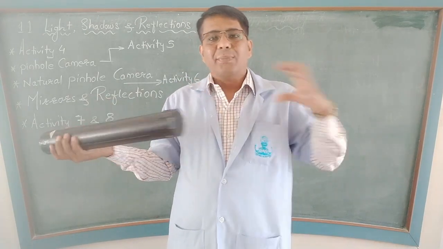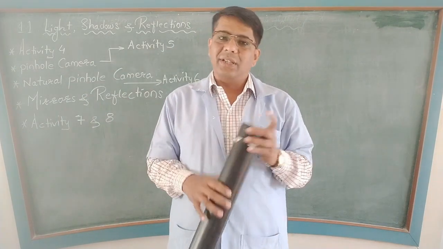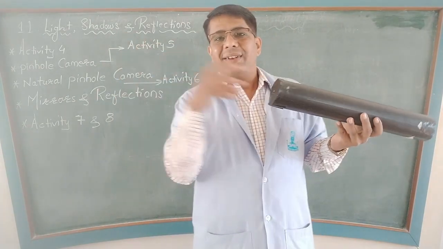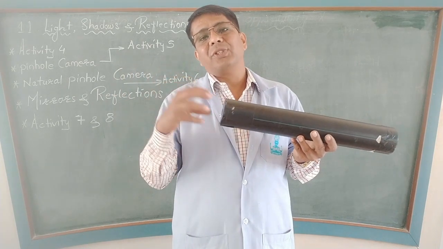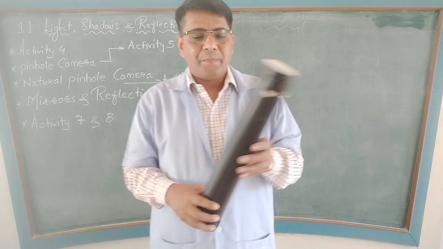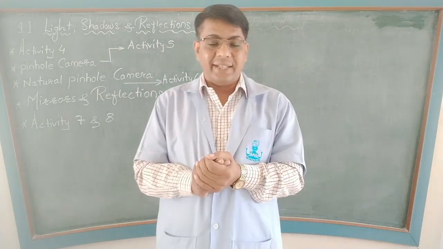Now this has to be moving, okay, and if you see through this, you will be able to see the image. Okay, this is one example. Now these two pipes are moving, sliding. One pipe is smaller than the other, and so thus we can move them. Okay, now, so pinhole camera. So through that you can see the images.